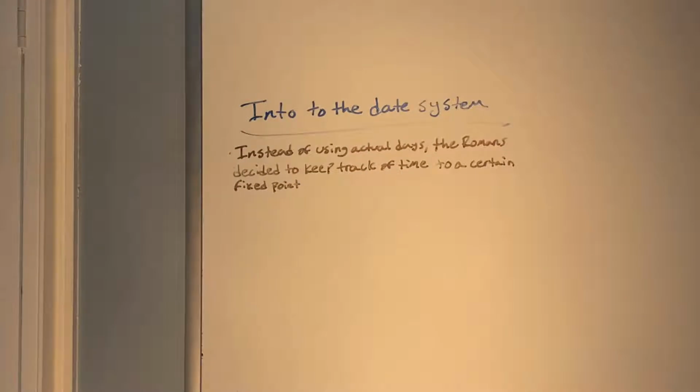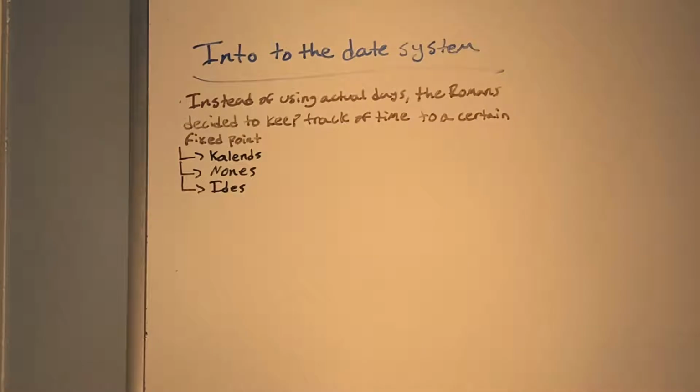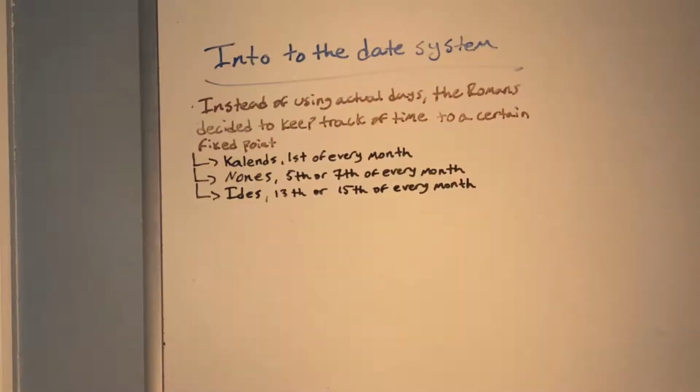Instead of counting with actual days like April 15th or December 31st, what they would do is count the number of days until a fixed point. The Romans had 3 fixed points in their calendar: the calends, the nones, and the ides. The calends always fell on the first of every month. That was always the beginning of every month. The nones was either the 5th or the 7th of every month, and the ides was either the 13th or the 15th of every month.